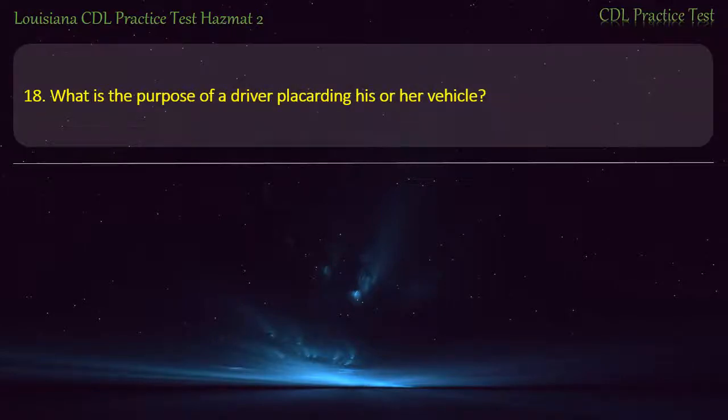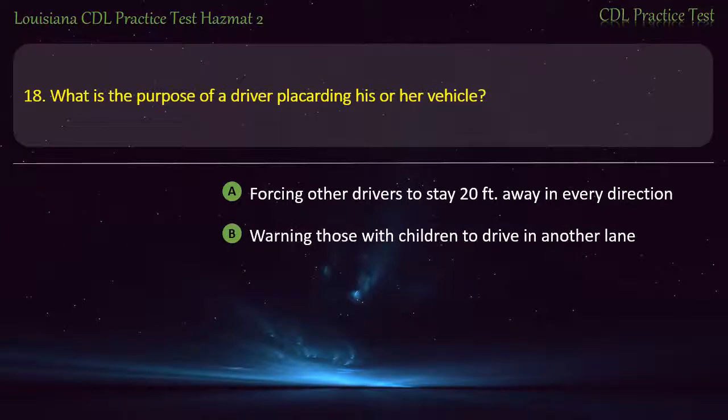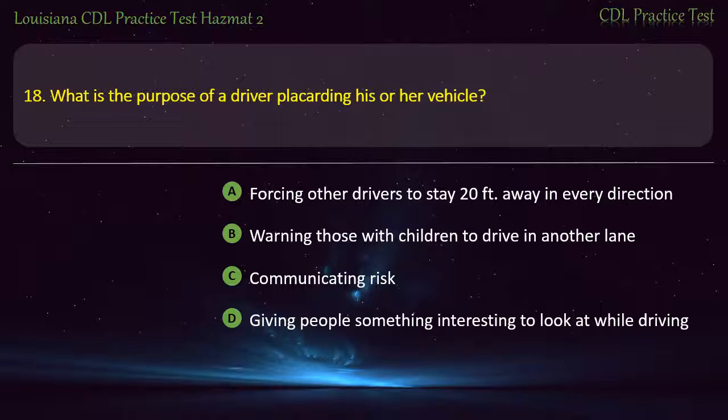Question 18. What is the purpose of a driver placarding his or her vehicle? Forcing other drivers to stay 20 feet away in every direction. Warning those with children to drive in another lane. Communicating risk. Giving people something interesting to look at while driving. Answer: Communicating risk.